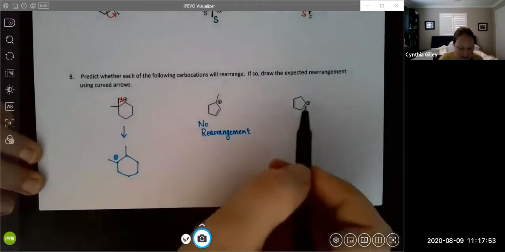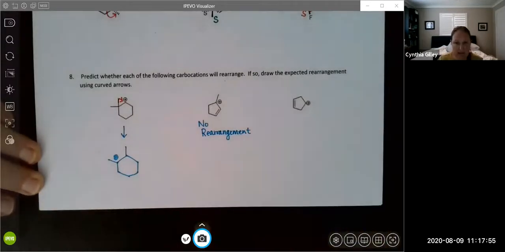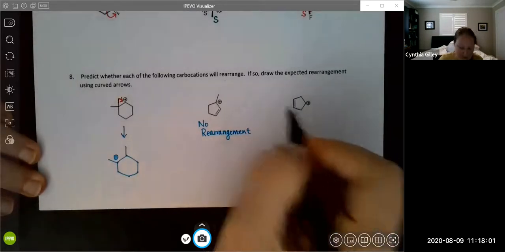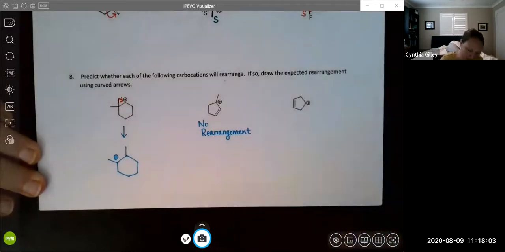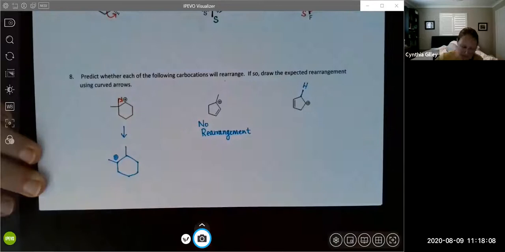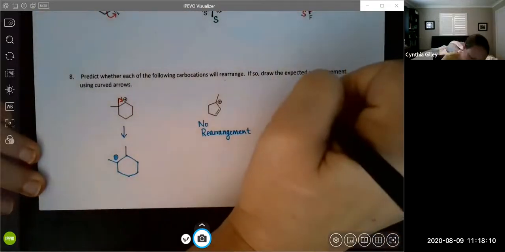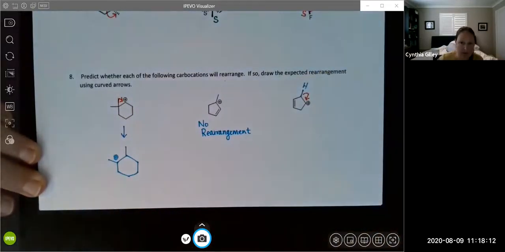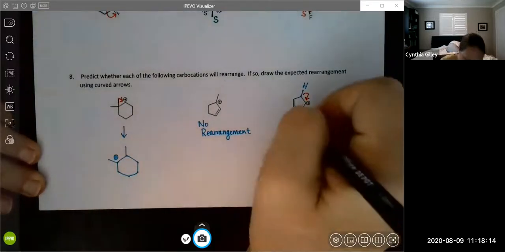This is a secondary carbocation, and like I said, I'm always suspicious of those. Maybe we can do a rearrangement, right? And it's symmetrical, so you don't really need to worry about which carbon you do a shift from. But if you do a hydride shift, the question is, does that make it more stable? And the answer is yes, right?